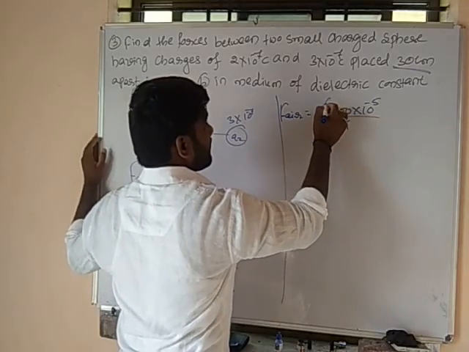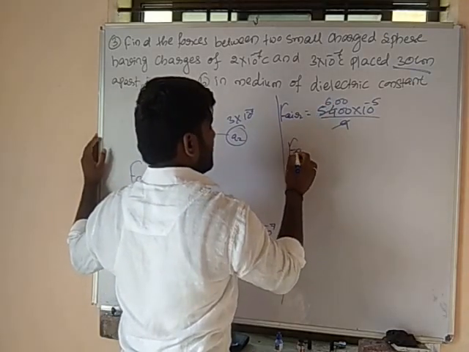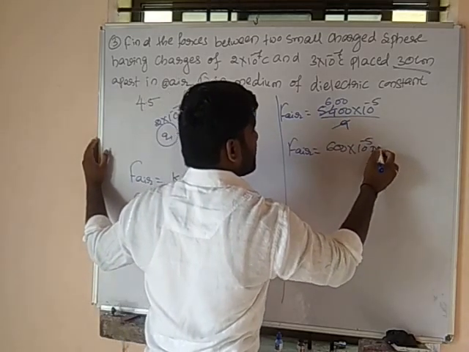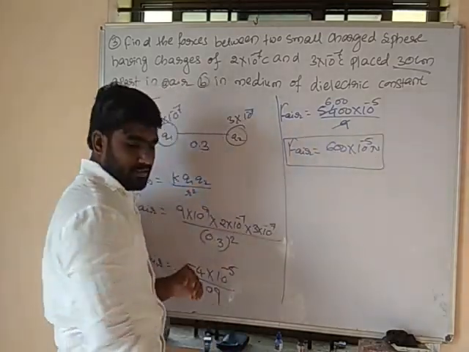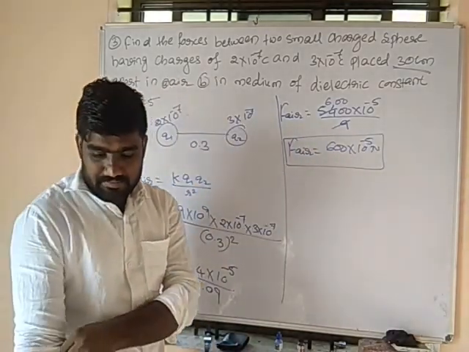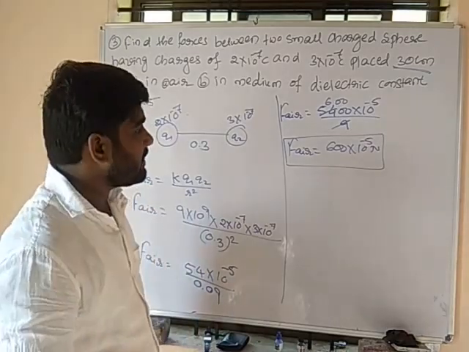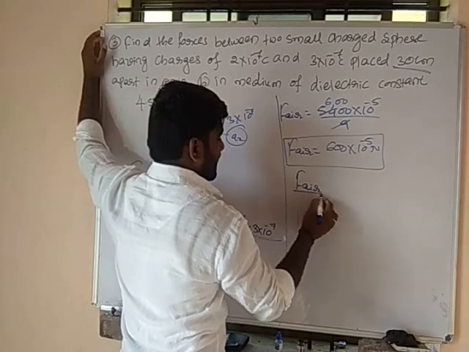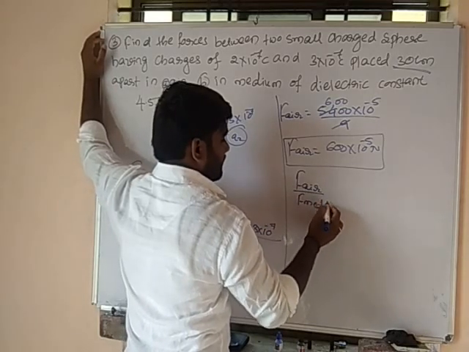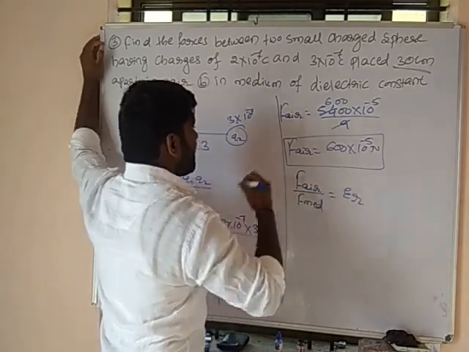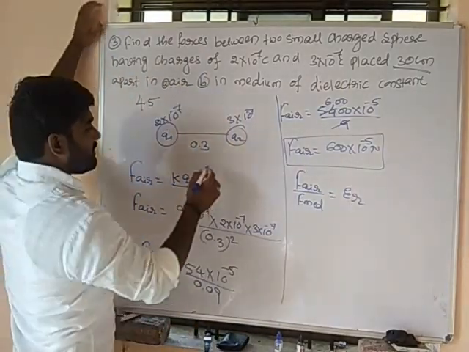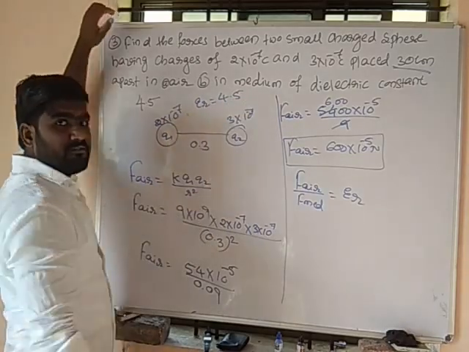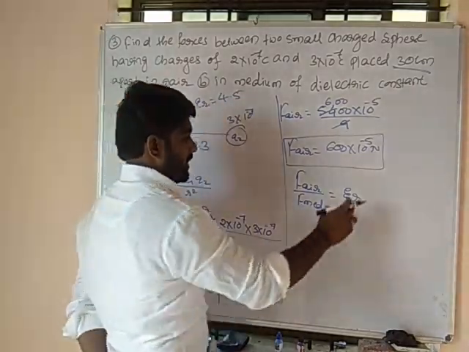9 ones are 9, 600. This F at air is equal to 600 into 10 to the power minus 5 Newton. Then we know that this F at air divided by F at medium is equal to epsilon r. Here epsilon r is given already. What is the value of epsilon r? It will be 4.5.